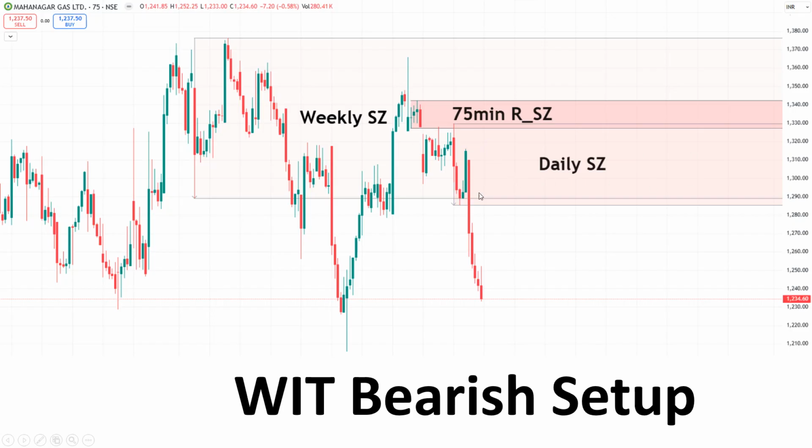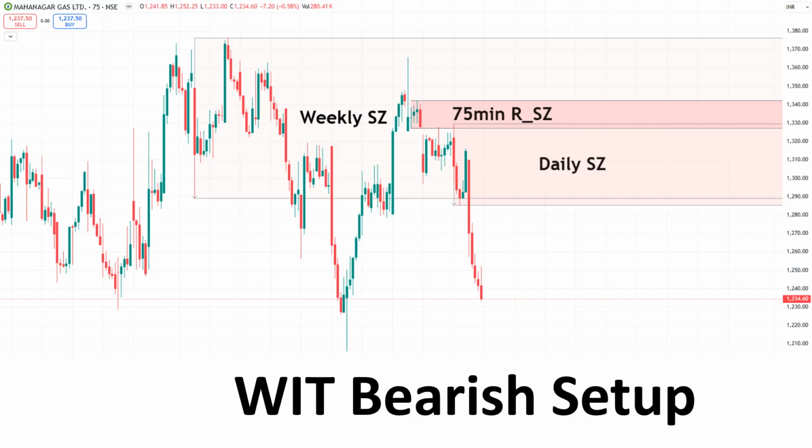It can overlap at the proximal line, it can overlap at the distal line, or it can be somewhere in the middle. Any possibility. But here the very interesting thing is that the 75-minute zone is overlapped at the distal line of the daily zone. Of course, it is in the middle of the weekly zone, but overlapped at the distal line of the daily zone. If we overlap at the distal line, what is the advantage we get?